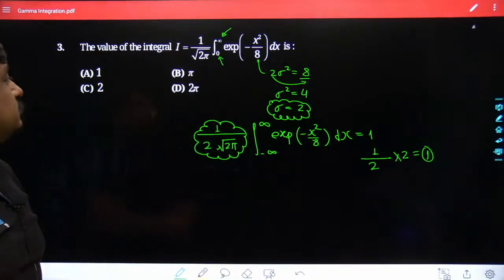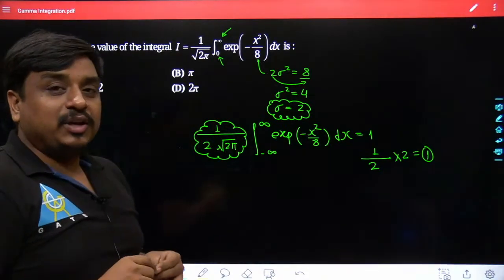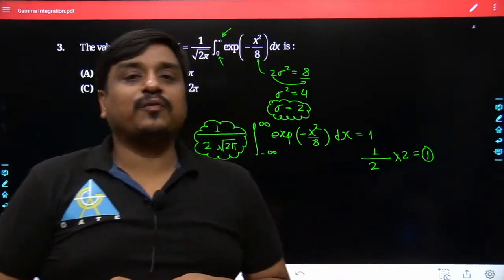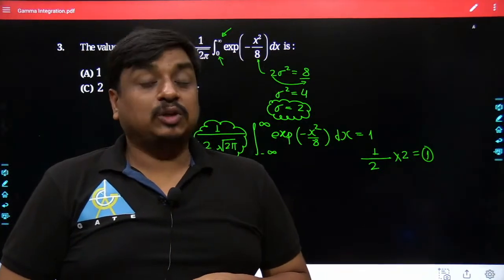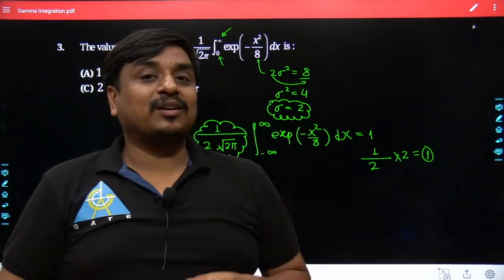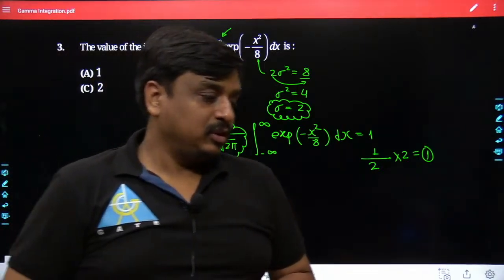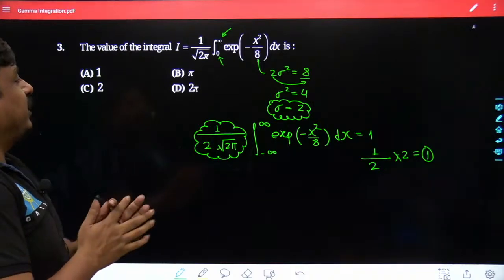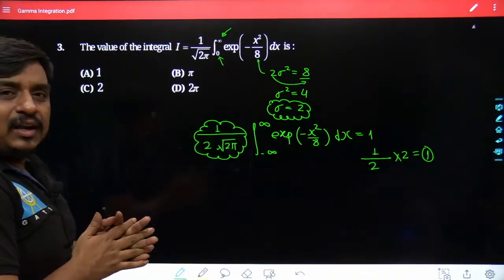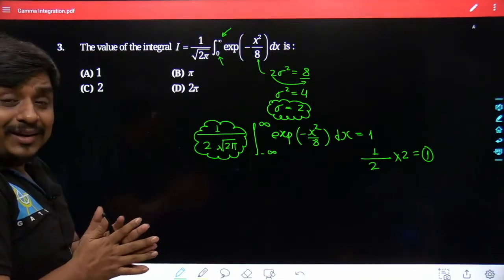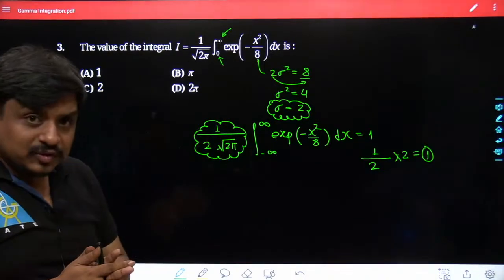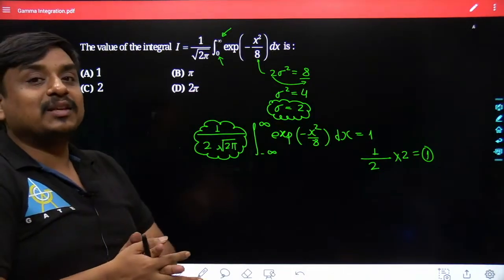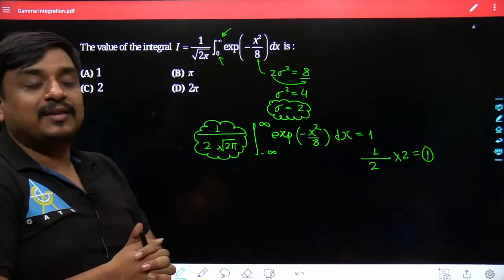The answer would be 1. I would like to ask each of the students which method you find easier: the method of complete gamma integration or the method of comparison? I wanted input from each of you on which method you find more comfortable. Definitely, if you take 3 to 4 numericals and solve them yourself, at the end of the day the comparison method would be the easiest method to get the answer.